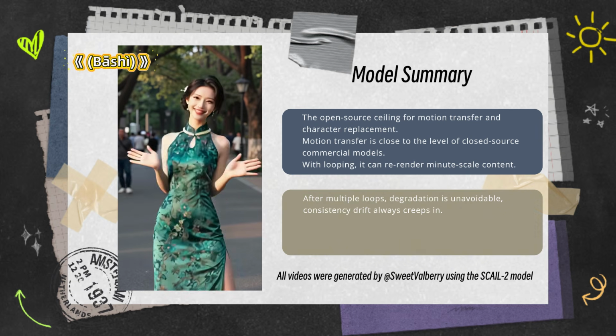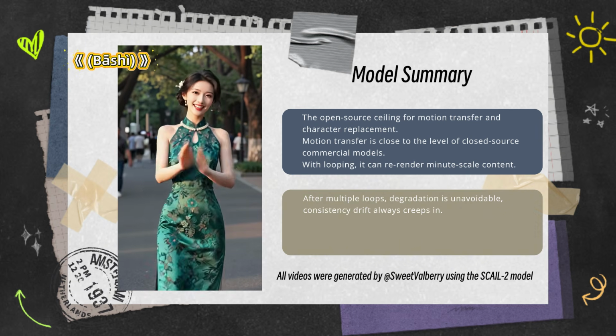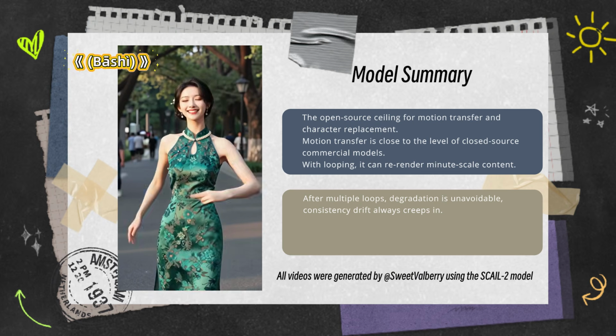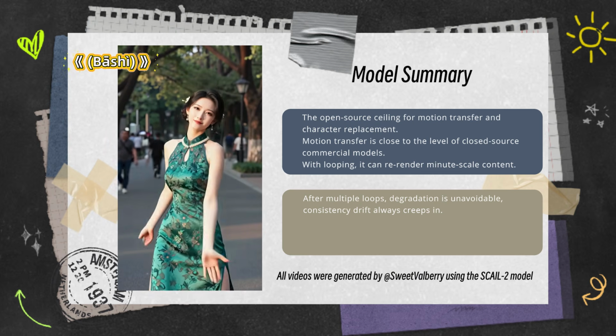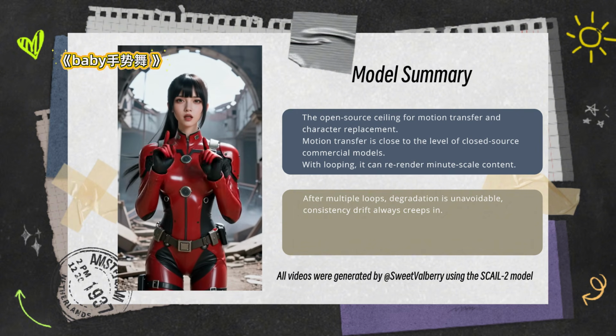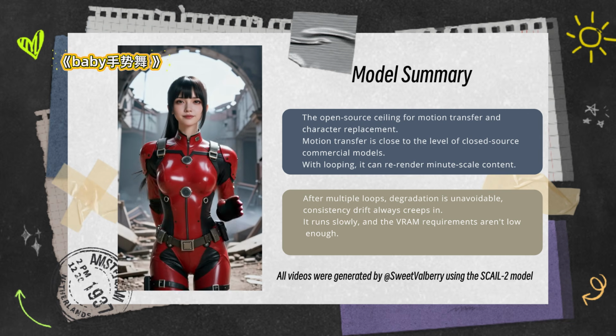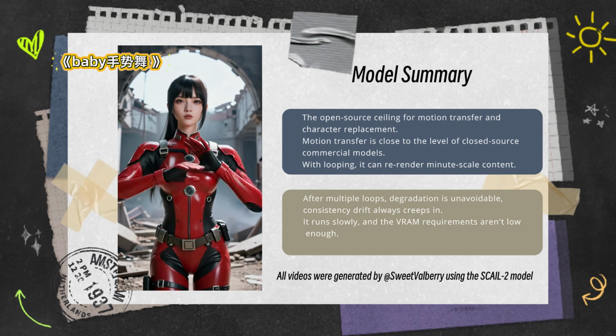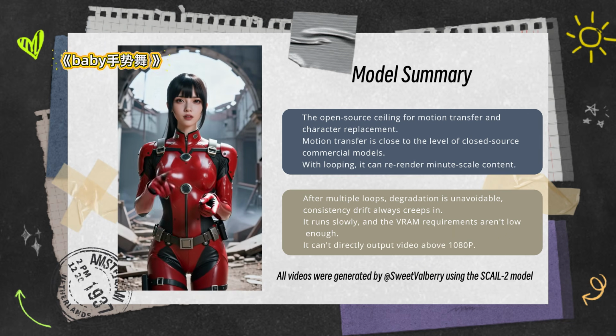The downsides are that after multiple loops, degradation is unavoidable. Consistency drift always creeps in, especially on pure white backgrounds, where artifacts show up easily. And since it's built on the WAN series of models, it runs slowly, the VRAM requirements aren't low enough, and it can't directly output video above 1080p.